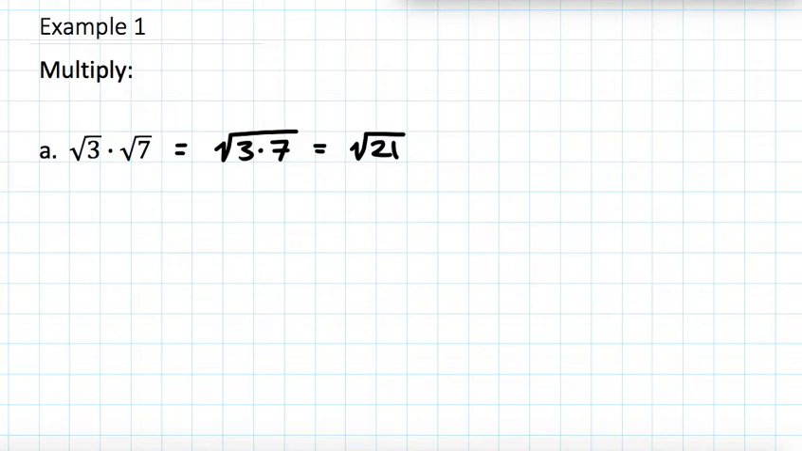So you should do checkpoint number 1, part A. Do this in your notes, check your answer, and then move on with the rest of the video.